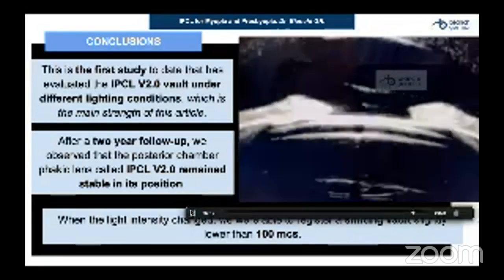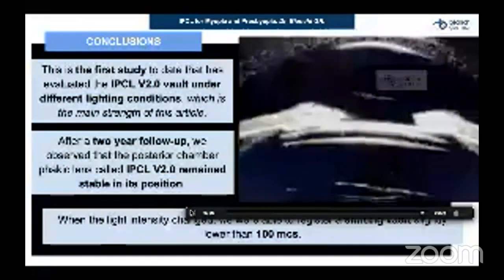Okay, how the vault is moving, and we found that it's lower than 100 microns with the light condition that we proposed in this study. And it's very important how the lens changes position. This is another indication for me now, correction of emmetropia with the phakic IOL.